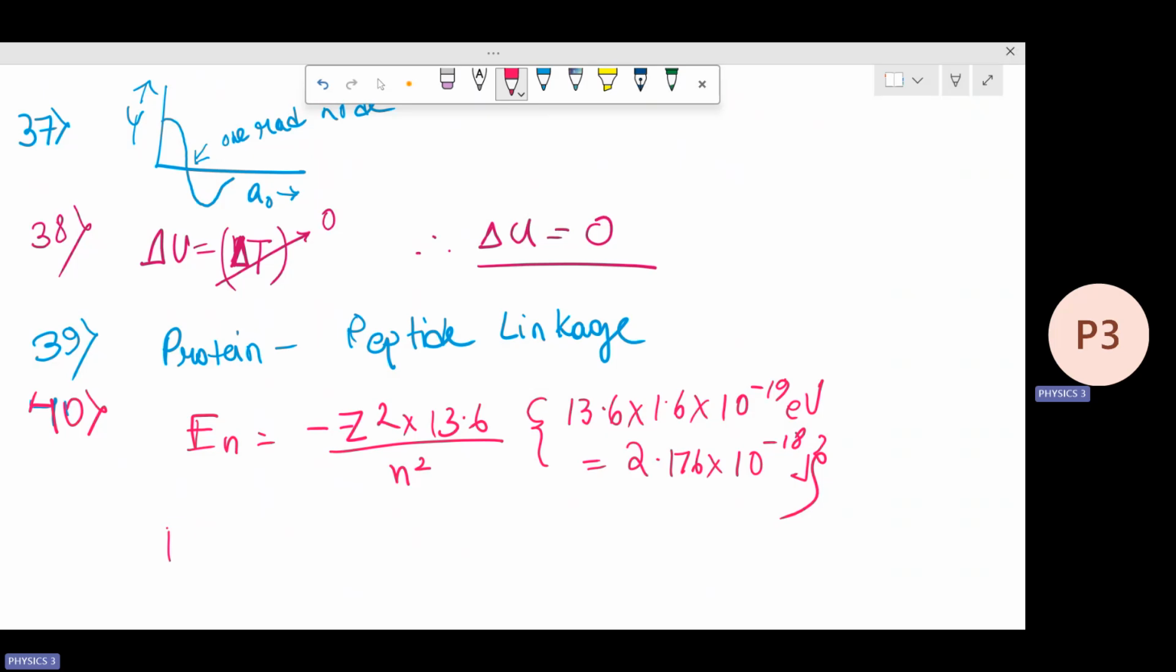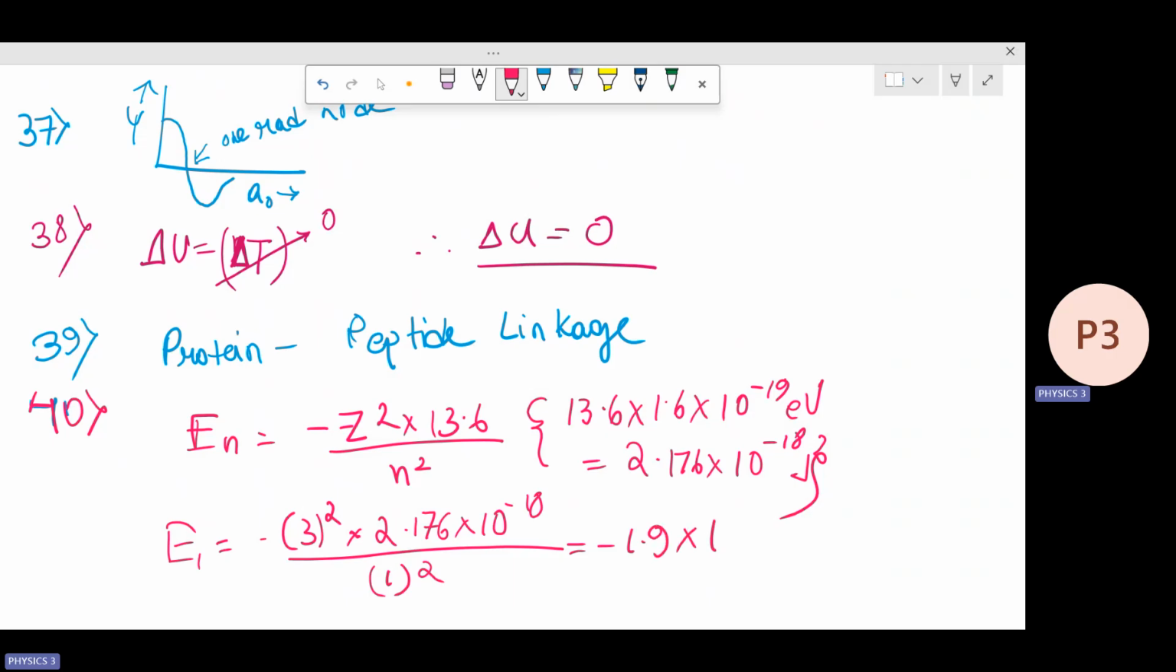Now, what will be my energy of the first state? It will be minus of 3 whole square multiplied by 2.176 into 10 to the power minus 18, divided by 1 square, because you are finding for 1. It will give me minus 1.9 into 10 to the power minus 17 joule.